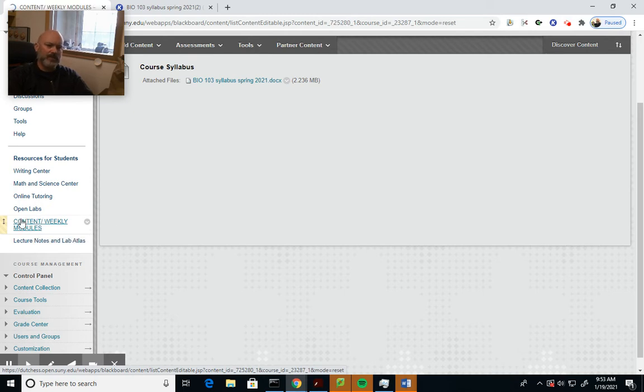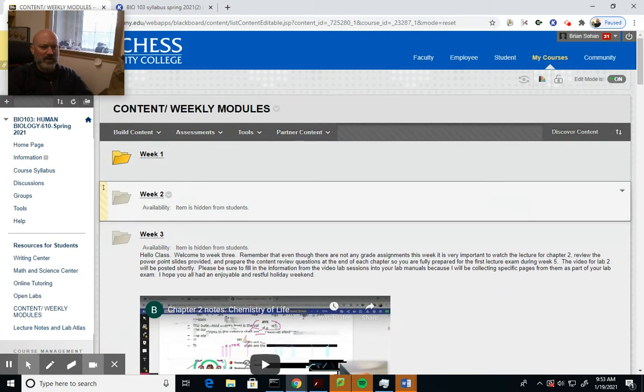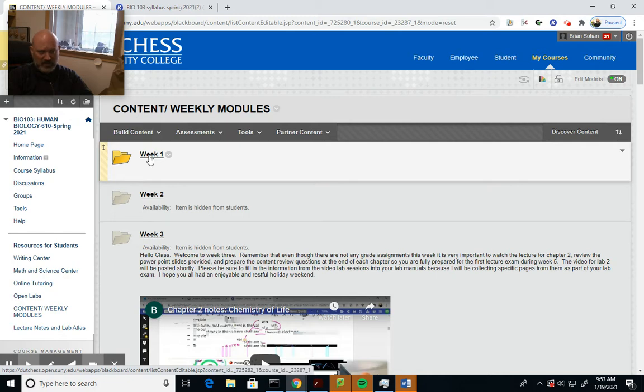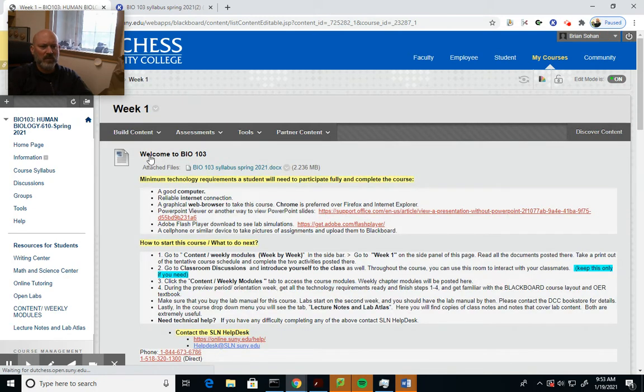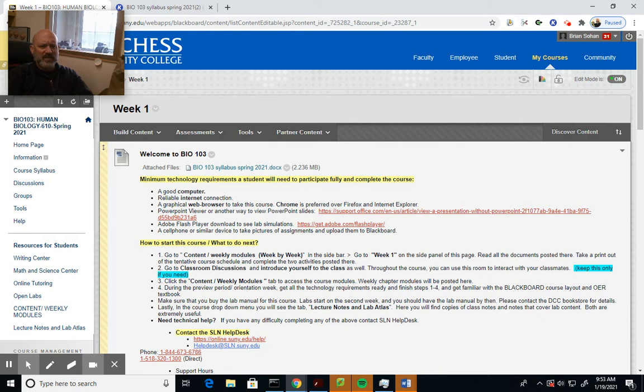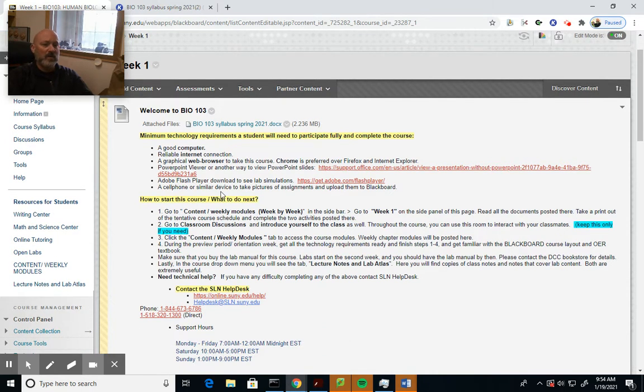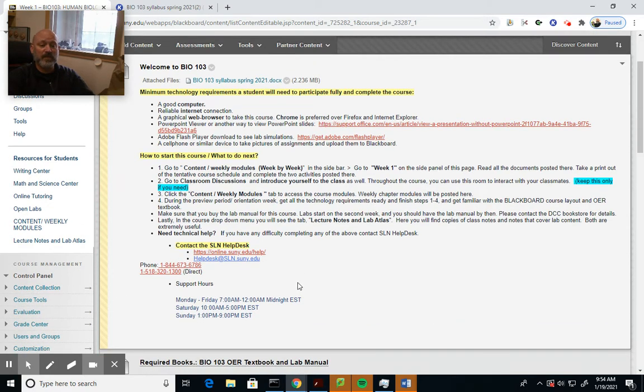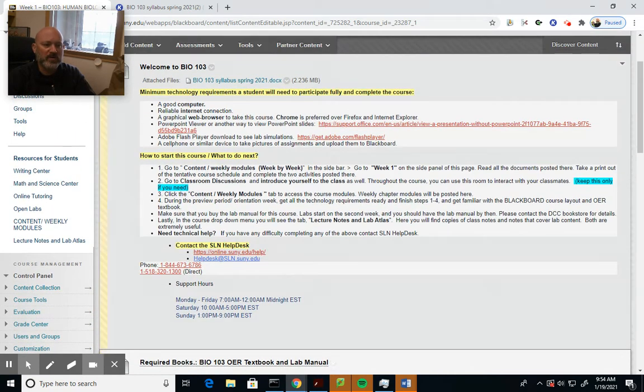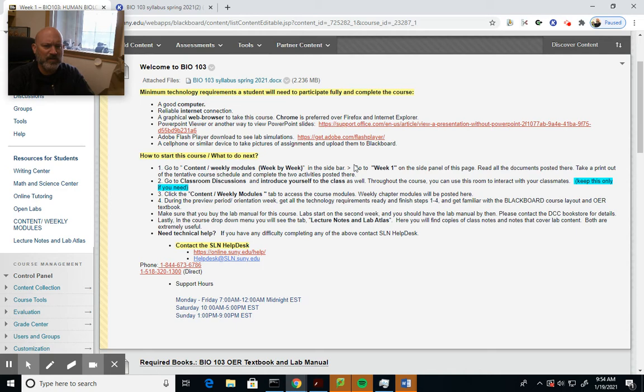Every week, you'll see a new folder put up. Now I have week 1, week 2, week 3. I have all the weeks, but the only week that you can see is week 1. When you open this up, there's a couple things to read. Minimum technology requirements, how to start the course, what you're supposed to do, and I'm explaining that here. Where can you go for help if you are in need of technical help? You could go here, call this number, and during these hours. So definitely read this carefully.